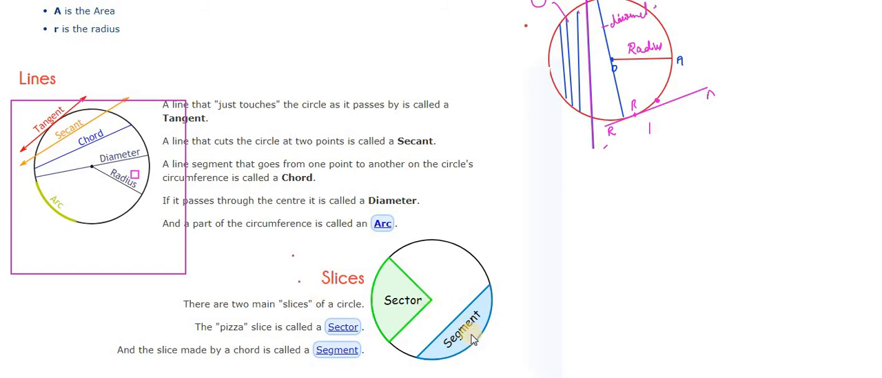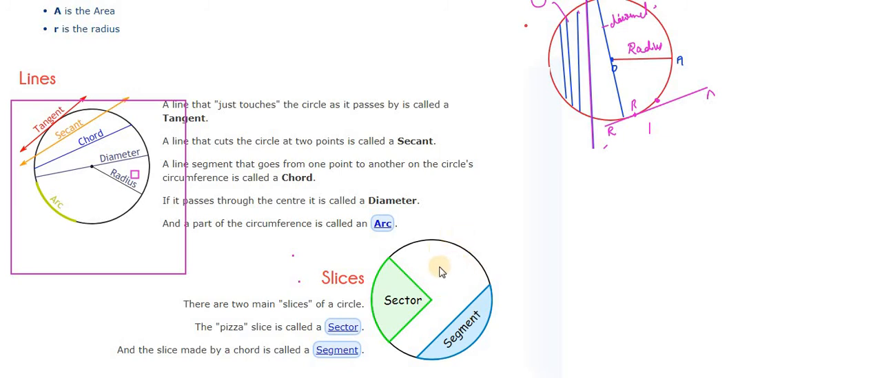And also we know what is segment and what is sector. So there are two main slices of a circle. The pizza slice is called a sector. So it is a pizza. If you take one slice of the pizza, that is known as sector, but the slice made by a chord is known as segment. So which is the bigger one here, sector or segment? Suppose you assume that this is a pizza.